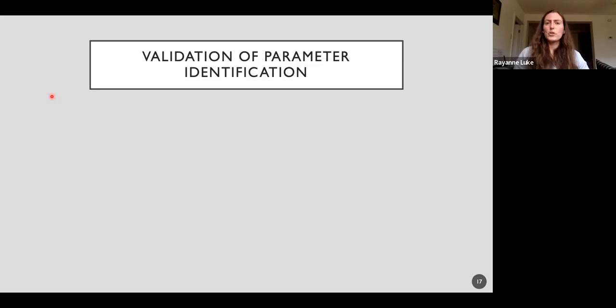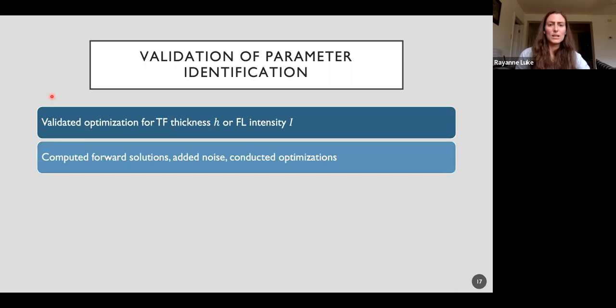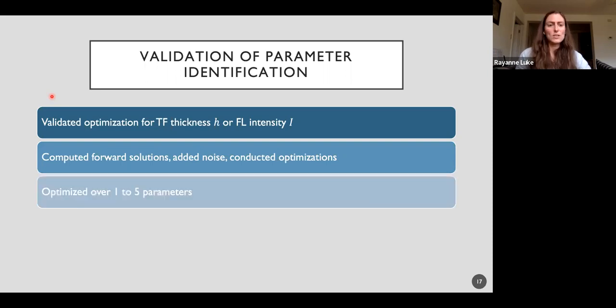Okay, so the first thing that I did very early on in my PhD was to validate that our optimization procedure could give us realistic parameter estimates. So I did this for either tear film thickness or fluorescent intensity. From here on out, we will focus on fluorescent intensity. We generated an initial guess, added some noise to mimic the data, and conducted the optimizations. Over the course of the time, we varied anywhere from 1 to 5 parameters. Eventually, we were able to reduce the number of parameters that we needed.